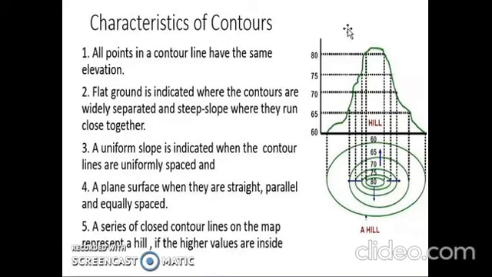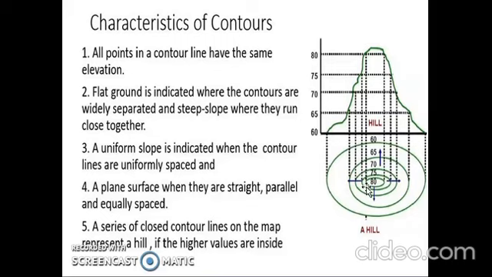Now let us learn some of the characteristics of contours. All the points in a contour line have the same elevation. So when I say a contour line of 60 here in the diagram, any point on this line will have the elevation 60. Next, the contour line of 65, you pick up any point on this particular line, the elevation should be equal to 65.